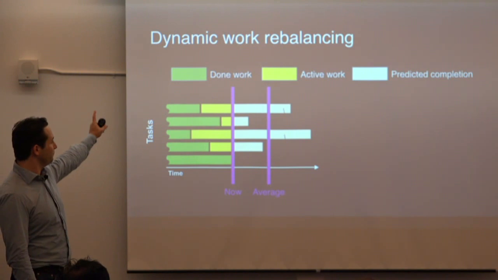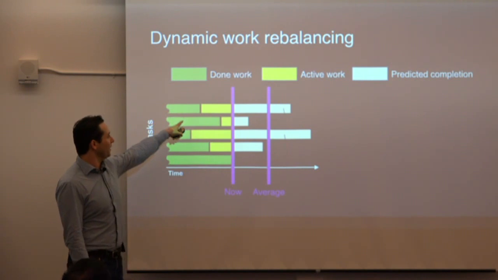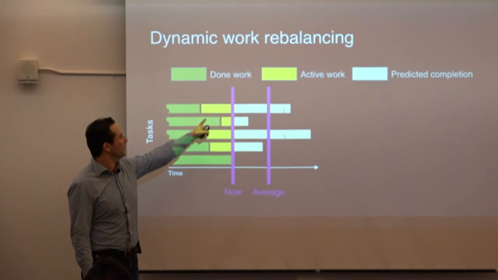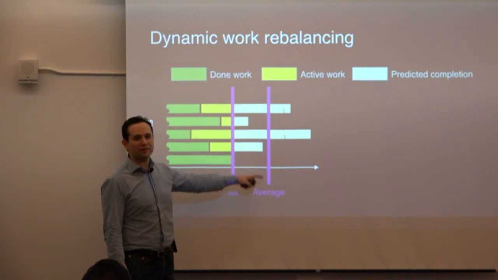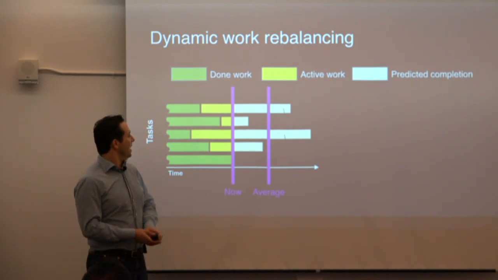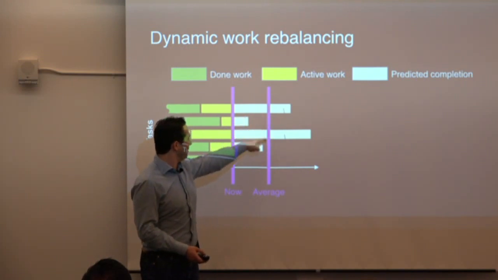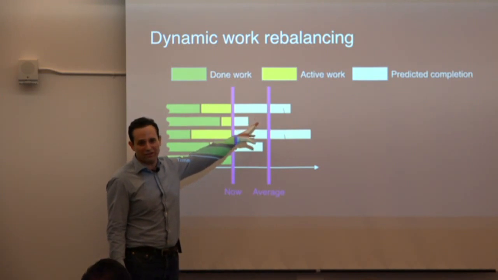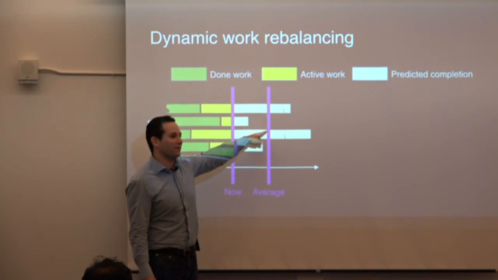So here's an example of what we do in batch pipelines. We have all these tasks. The green represents what I've read so far in the task. The yellow is the stuff I'm currently processing. And then you might predict for every task, based off of my progress so far, when I'm going to finish the task. These are all my predicted completions. So one simple algorithm would be, let's just take the average predicted completion time, draw a line and say, I want to finish here.